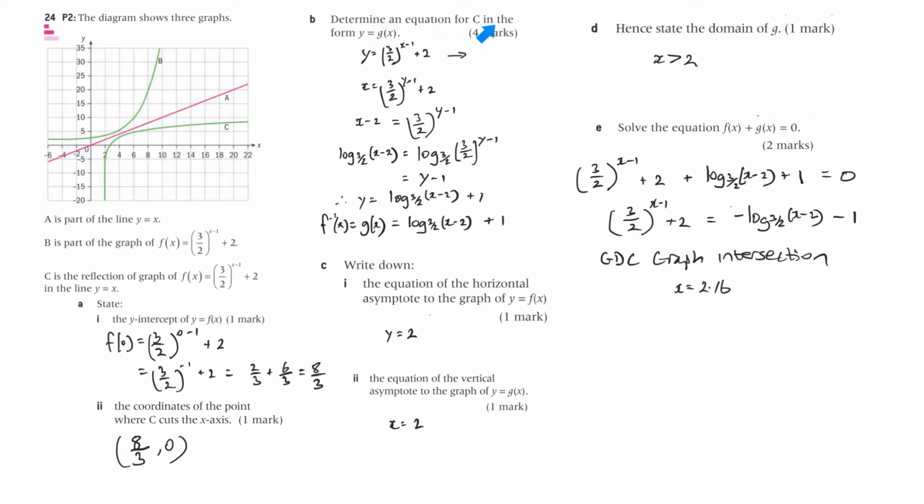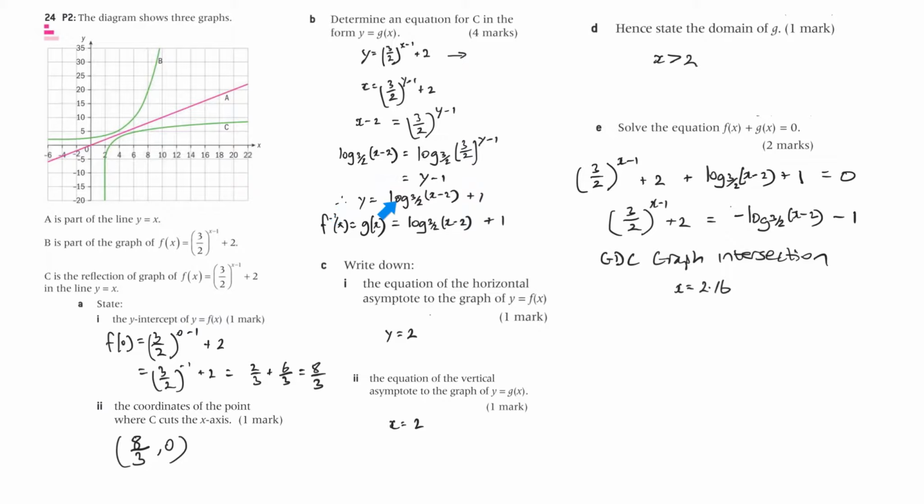B, determine an equation for C in the form of y equals g(x). Now we know the function was this, and the method for finding the inverse is we write it with a y in that form, and then we swap the x's and the y's. Then we resolve to make y the subject, and I'm using logs to do that here. I've chosen log base 3 on 2 because I can then remove this. Once we drop y minus 1 to the front, that's going to be y minus 1 times 1, because log to the base 3 on 2 of 3 on 2 is equal to 1.